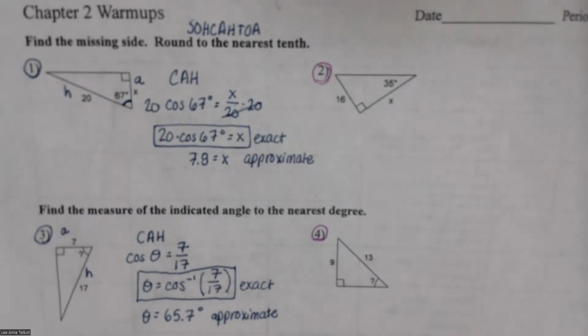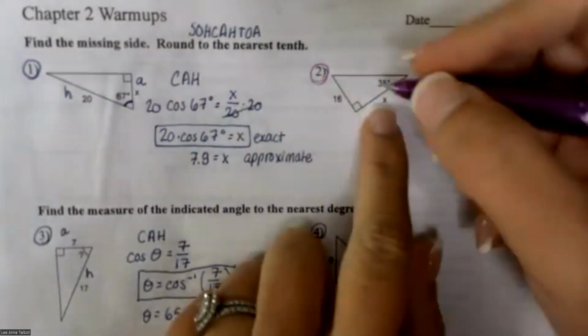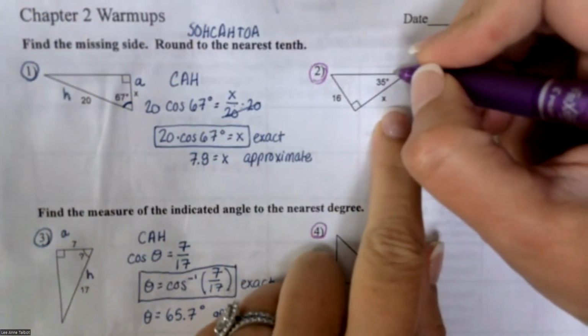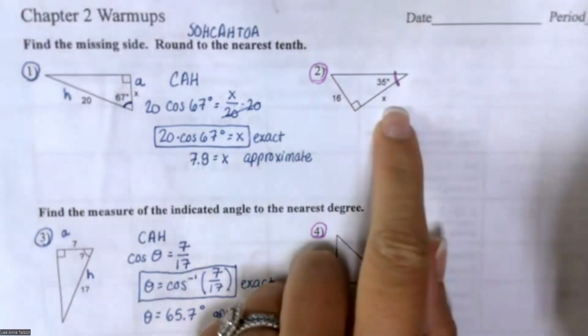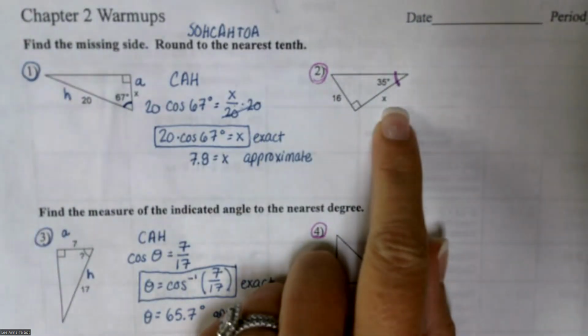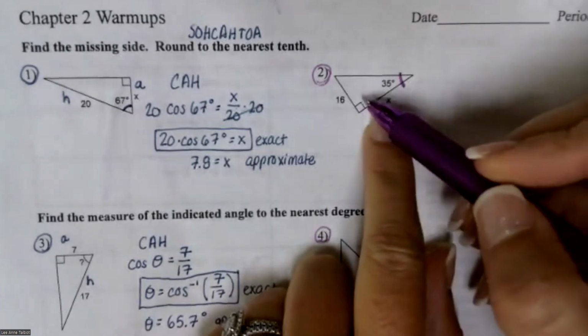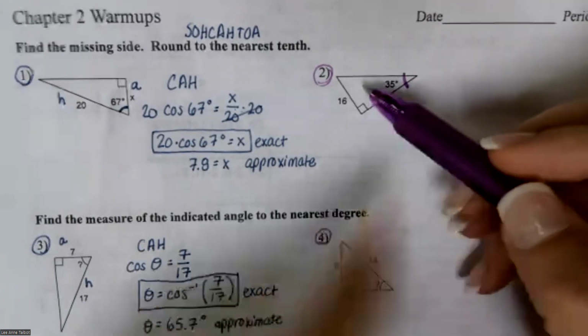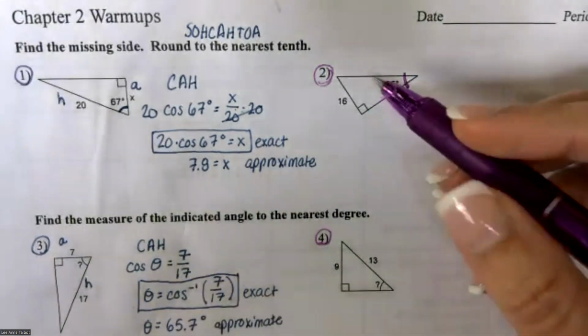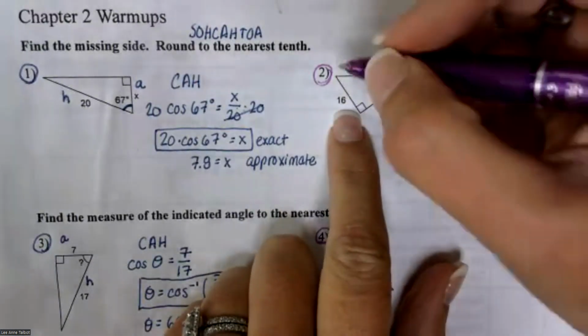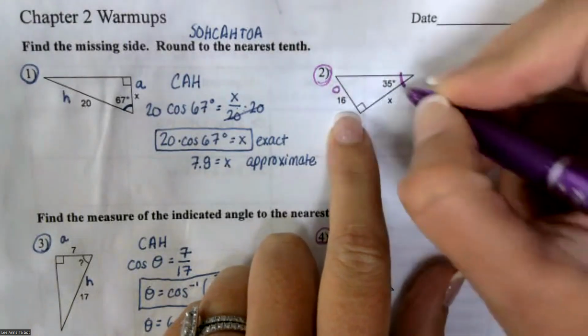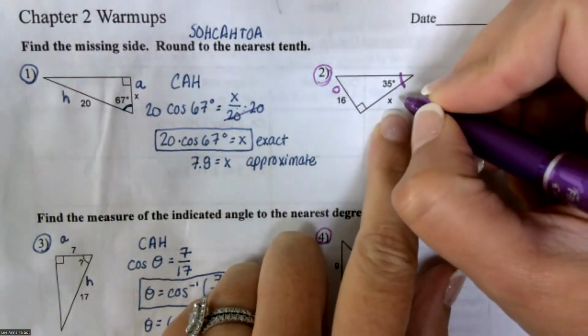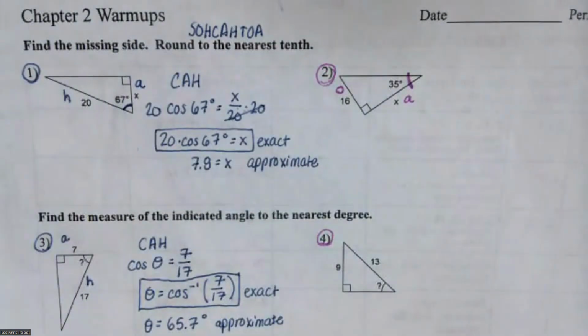You're gonna have to know the trig. I don't know what else to do for you. But let's take a look at these last two. 35 degrees, I'm going to mark that. I look at the right angle and there's nothing on the hypotenuse. 16 is across from the 35, so that's opposite, and x is adjacent.